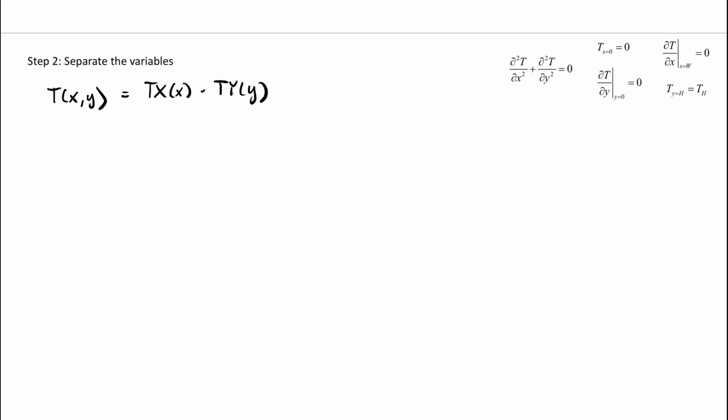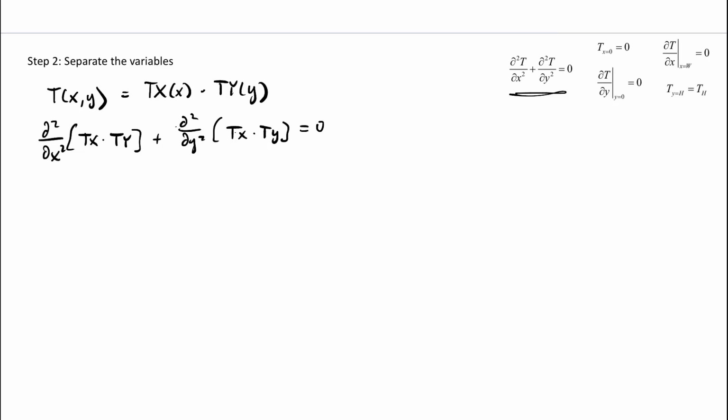Now we're going to take this and substitute it into our PDE up here. So we have d squared dx squared of this thing, which we'll shorthand call Tx times Ty, plus d squared dy squared of the same thing, Tx Ty, equals 0.